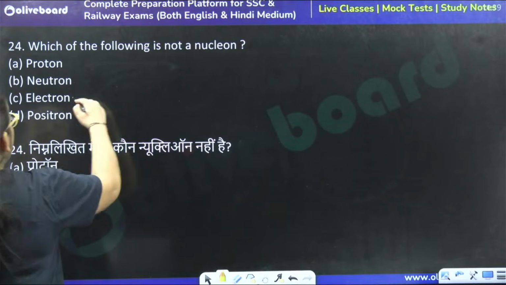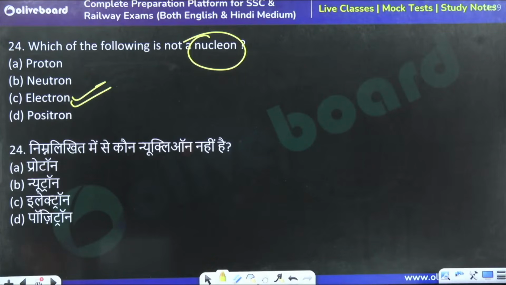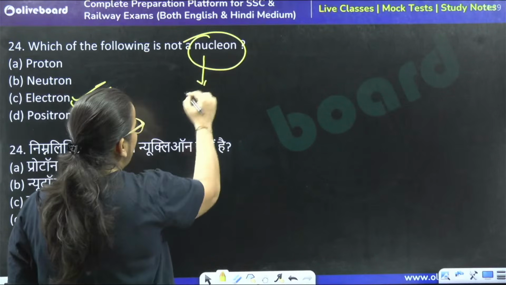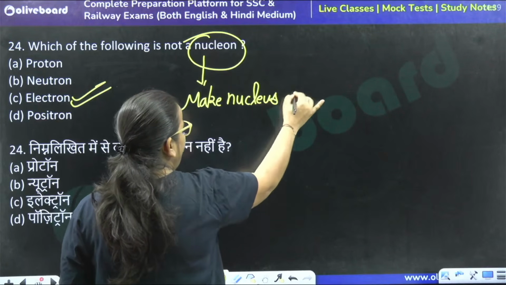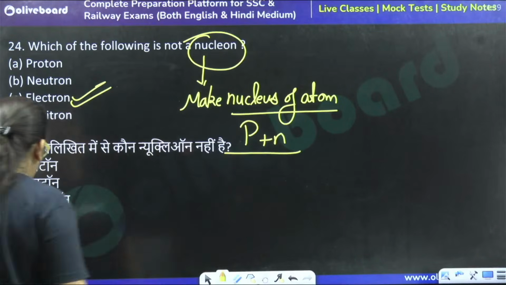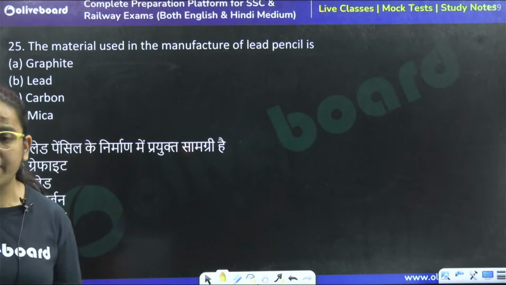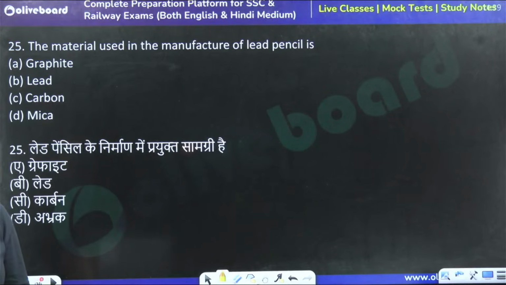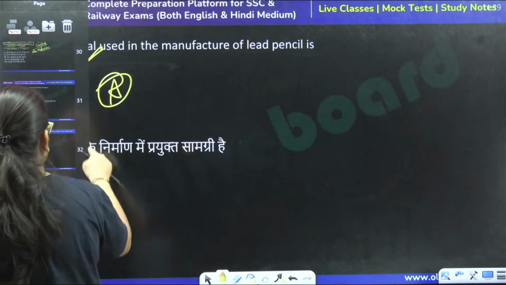The correct answer is electron, because nucleons are the main central part. Actually, a nucleon is a main part which makes up the nucleus of an atom, and the nucleus of an atom contains only protons and neutrons. Next, the material used in the manufacture of a lead pencil is graphite. The correct answer is A.